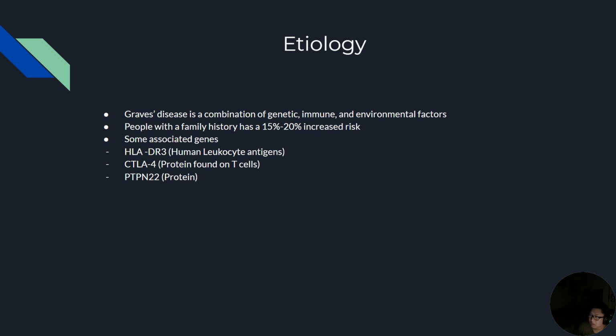Here is the etiology. Graves' disease is a combination of genetic, immune, and environmental factors. People with a family history have a 15 to 20% increased risk of having this disease. Some associated genes with Graves' disease include HLA-DR3, which is a human leukocyte antigen. There is also CTLA4, a protein found on T cells, and PTPN22, which is a type of protein.